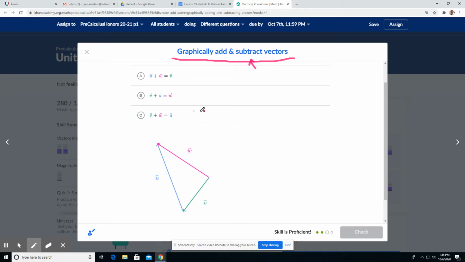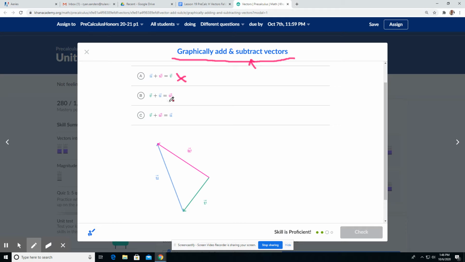All right, let's see. U plus W. U plus W. Now it should be ending there and then starting here and then ending over here for W. So equals V. So then it would face the other direction. So I don't think it's that one.